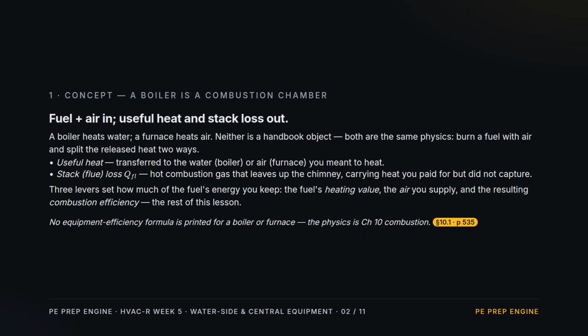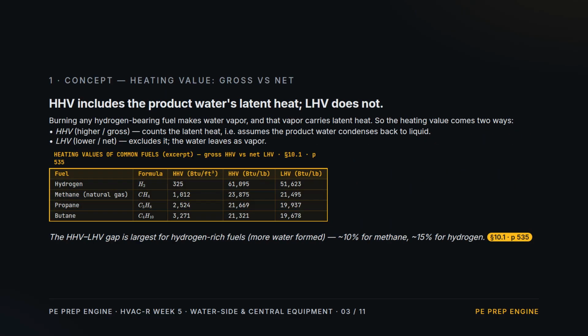Concept 1. A boiler is a combustion chamber. A boiler heats water, a furnace heats air, and neither is a handbook object. Both are the same physics. You burn a fuel with air, and the released heat splits two ways: the useful heat you transfer to the water or air, and the stack loss, hot flue gas that goes up the chimney, carrying heat you paid for but didn't capture. Three levers decide how much you keep: the fuel's heating value, the air you supply, and the combustion efficiency.